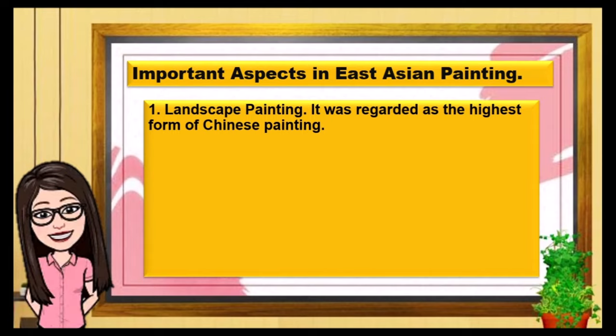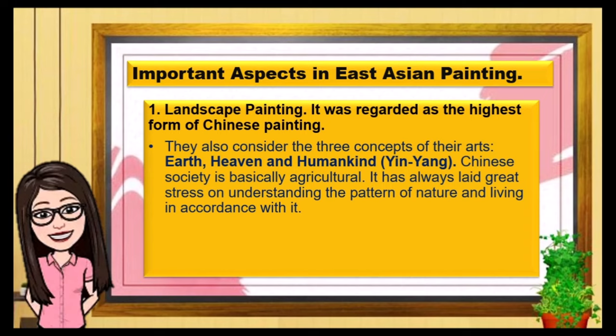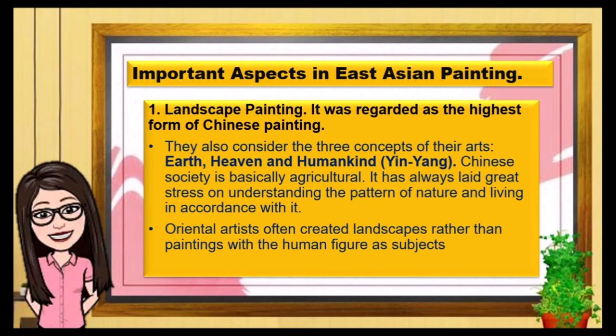Important aspects in East Asian painting. Number 1. Landscape painting. It was regarded as the highest form of Chinese painting. They also consider the three concepts of their arts: earth, heaven, and humankind. Chinese society is basically agricultural. It has always laid great stress on understanding the pattern of nature and living in accordance with it. Oriental artists often created landscapes rather than paintings with the human figure as subjects.